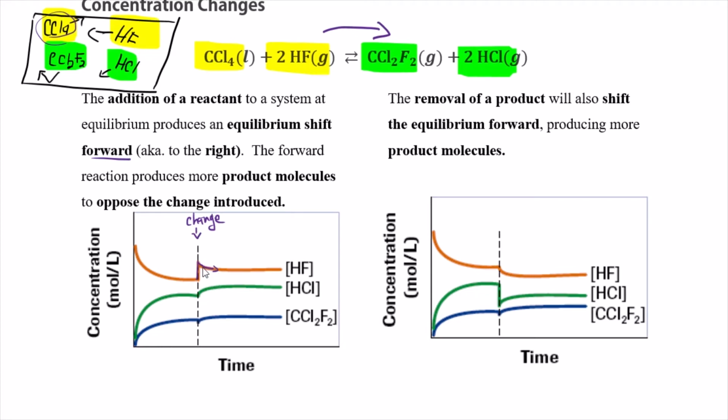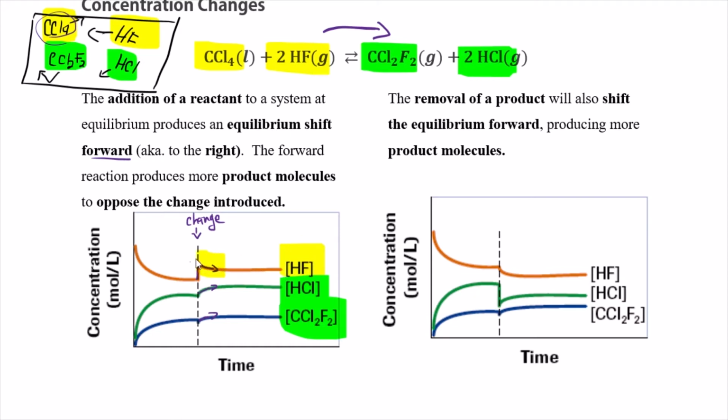So the change that's happened is the amount of HF has decreased, the amount of HCl has increased, and the amount of the dichlorodifluoromethane has increased. So that's a shift towards the product side, right? Because my product concentrations went up after the disturbance, and the reactant concentration went down after the disturbance.